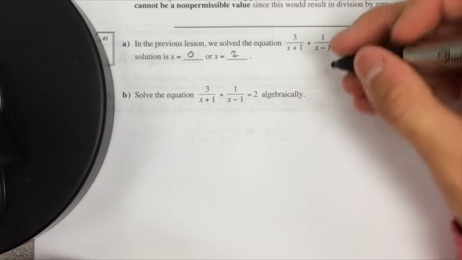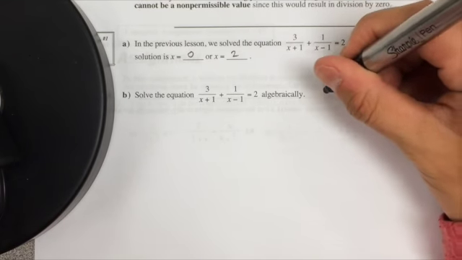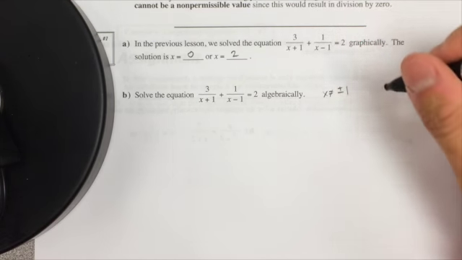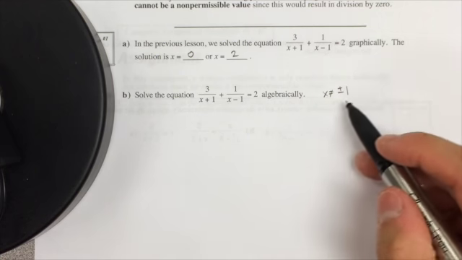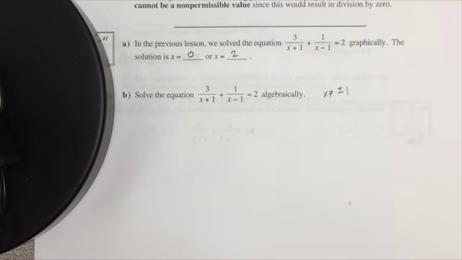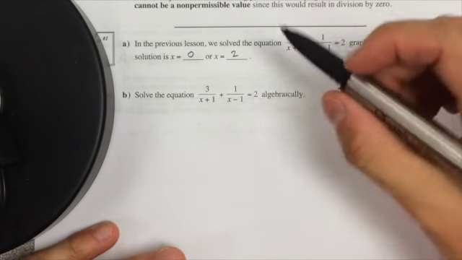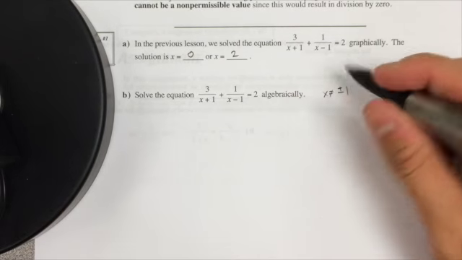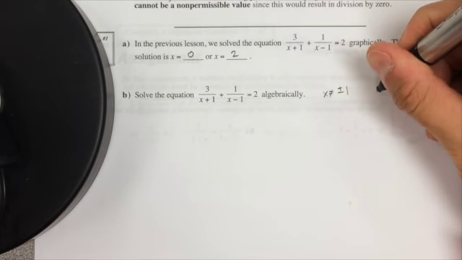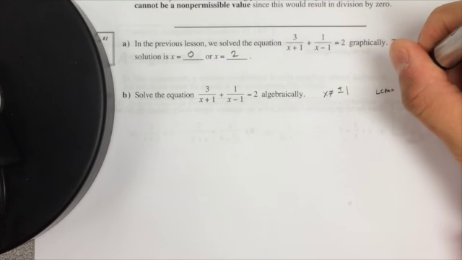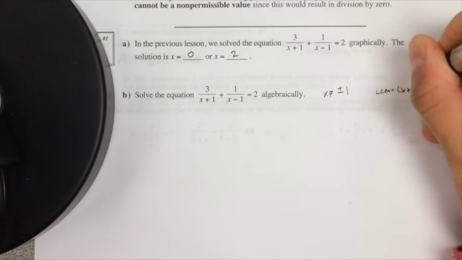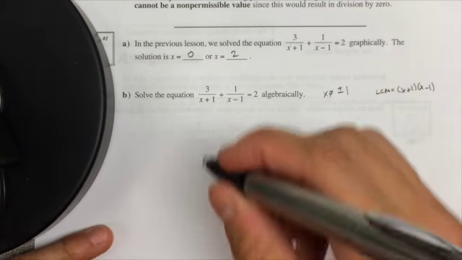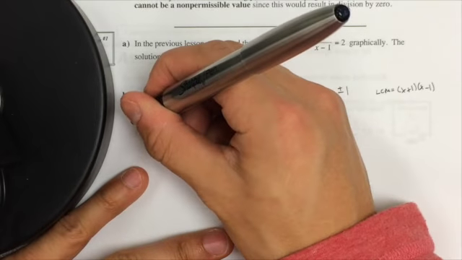To do that, remember we need to state our restrictions, where x cannot equal, in this case, plus or minus 1. So we know that those cannot be the solution to our problem. In order to solve this algebraically, remember that we have to multiply by our lowest common multiple. In this case, our LCM is going to be x plus 1 and x minus 1, which we have to multiply both sides by. So let's do that right now.